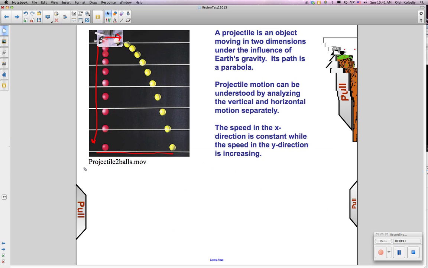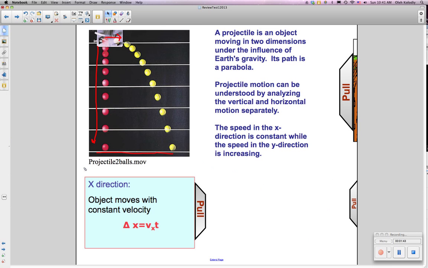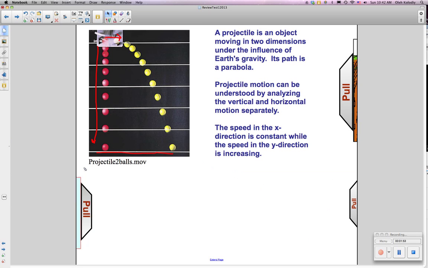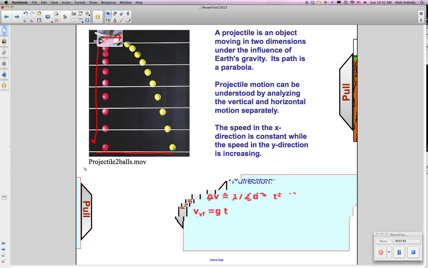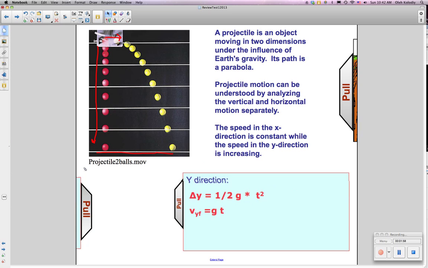So basically we can analyze the motion by saying in the x direction the object moves with constant velocity. So the distance covered in the x direction is just the speed times the time. In the y direction, however, it drops as if it was dropped straight down. So we use the equation of motion that we've already encountered, that in the y direction, distance equals 1/2 gt squared, and the velocity increases at a rate of g times t.